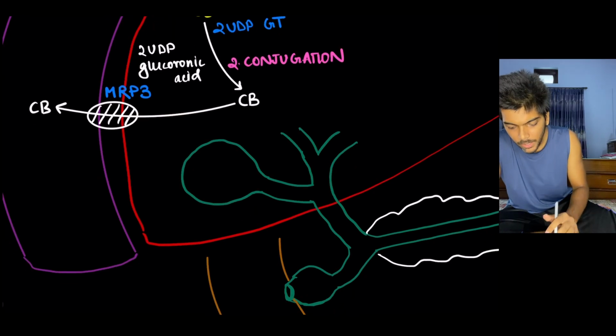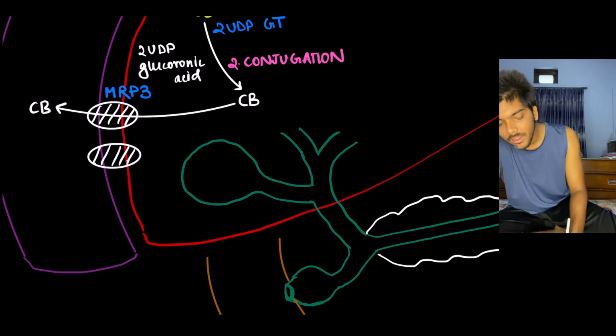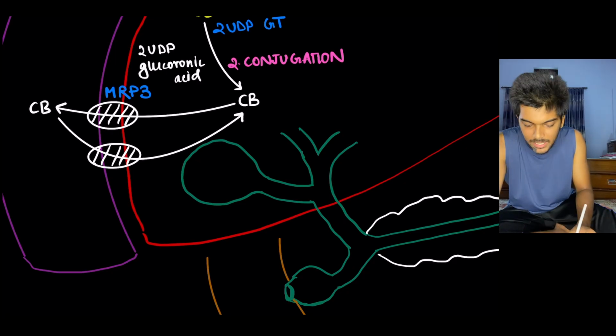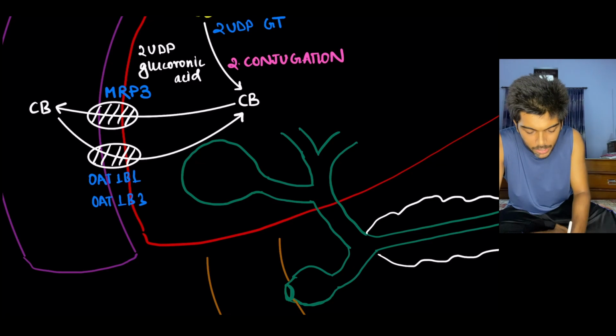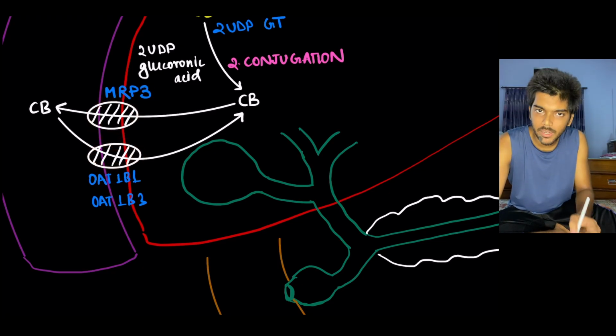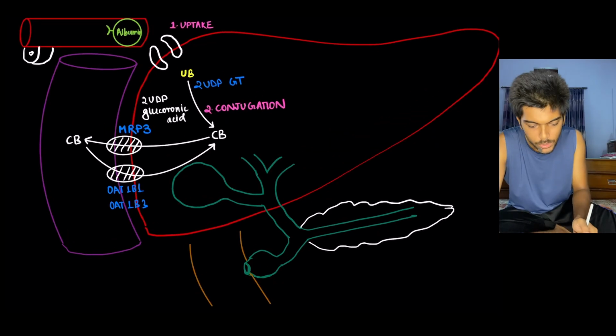Okay, but then this conjugated bilirubin, which entered enterohepatic circulation, is taken back into the hepatocyte. It is taken back, reuptake takes place, and that is done by OAT1B1 and OAT1B3. So two pumps, multi-drug resistant protein 3 and OAT1B1 and 1B3. Remember the name of the pumps because you will require them under the topic of congenital hyperbilirubinemia. Okay, so that was the first fate.